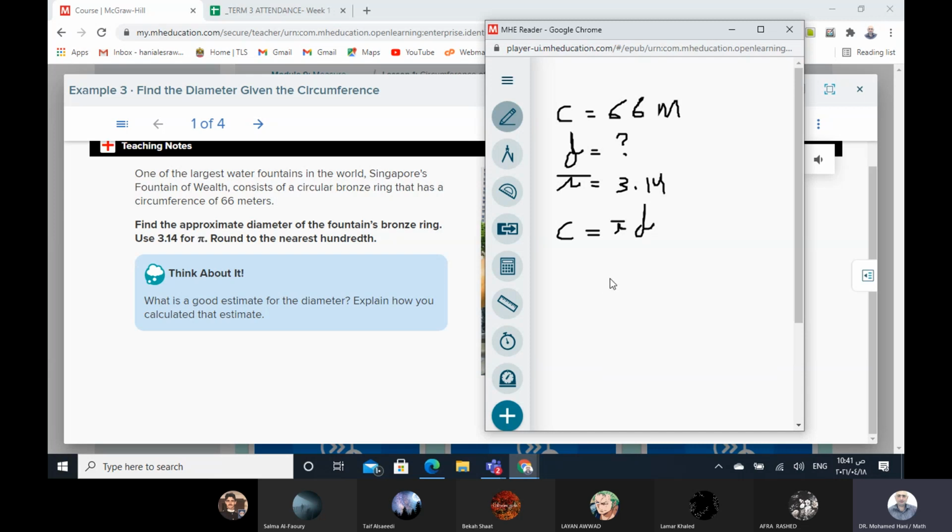We can substitute, or we can change the form of this formula. We want to find D. We can write D equals C divided by pi. Then we can substitute here: C equals 66 and pi equals 3.14. I want all of you to find the answer and tell me your answer, please. 66 divided by 3.14.